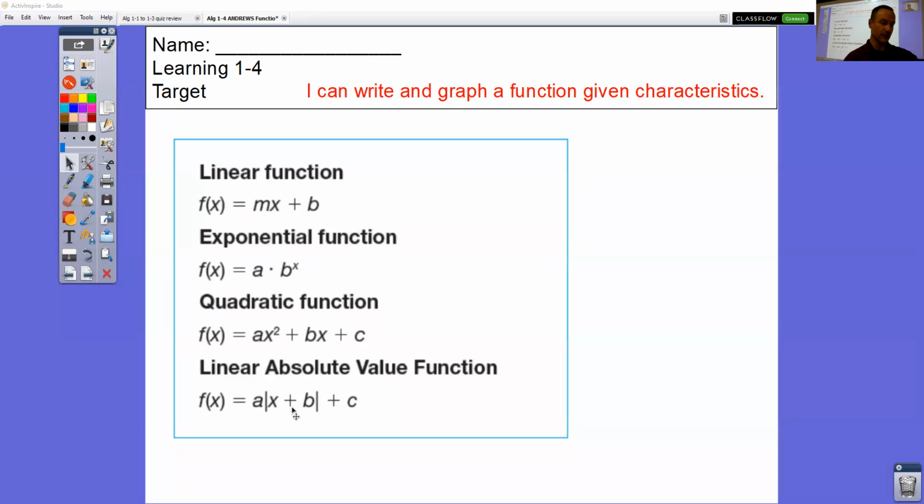So when we go to look at this, the linear function family, we have mx plus b, that x is always going to be there. For exponential function families, we have a times b to the x power, that x is always going to be there. For quadratic function family, we have ax squared plus bx plus c, the x squared is always going to be there, and the x. For the linear absolute value function family, we have the absolute value symbols, we have an x inside of there.